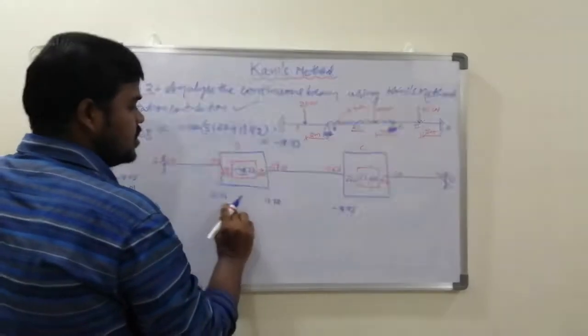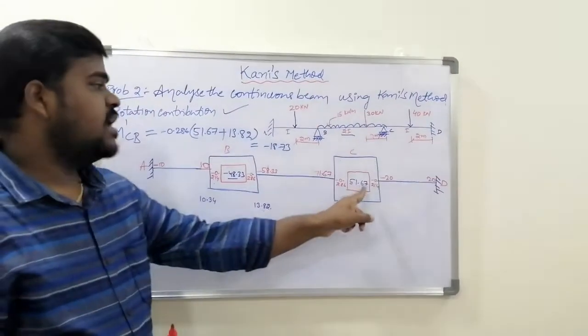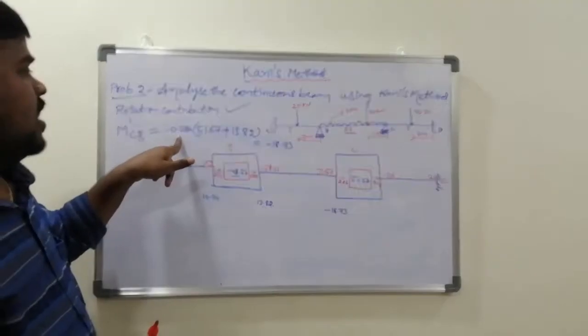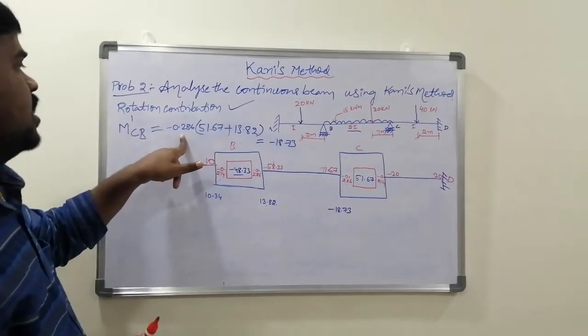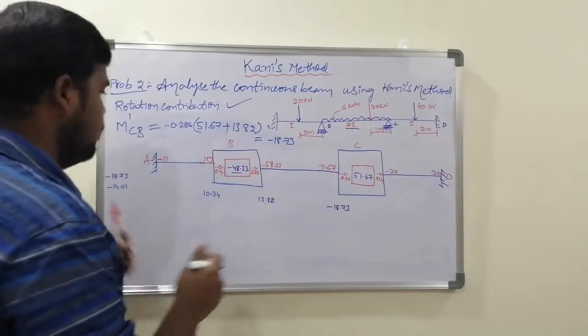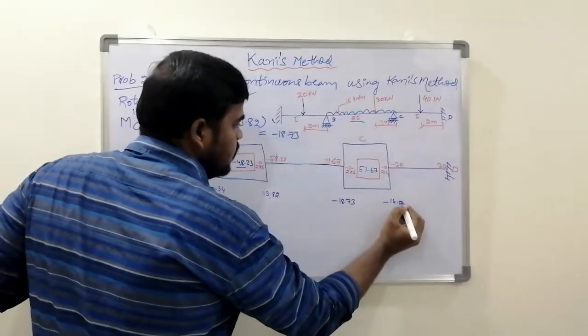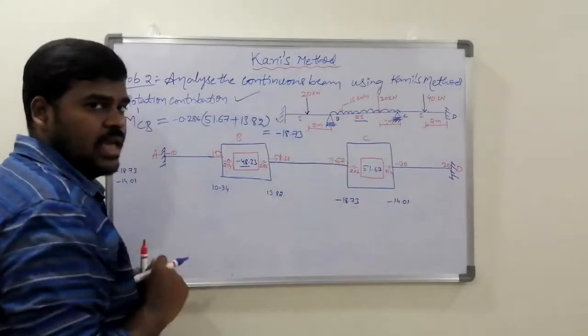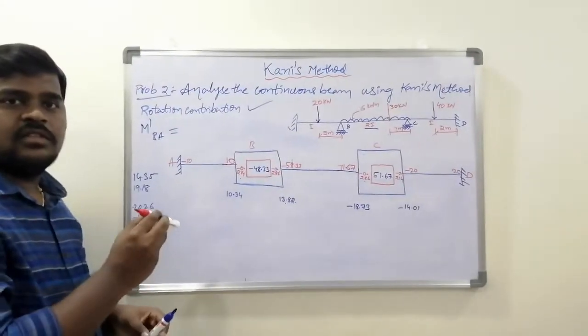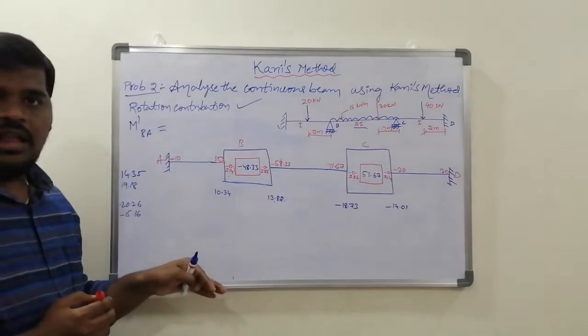18.73. All these must be in the same line, and in the same manner for M dash CD we have to do minus 0.214 instead of 0.286, and these two values will be the same. The answer will be minus 14.01. So this is the first cycle. Yes, the first cycle has been completed. So we have to go to the next cycle.